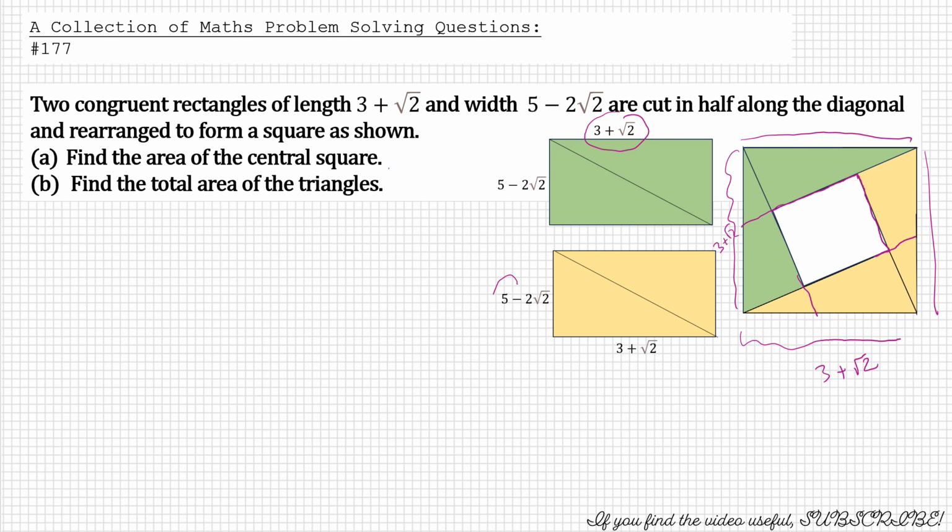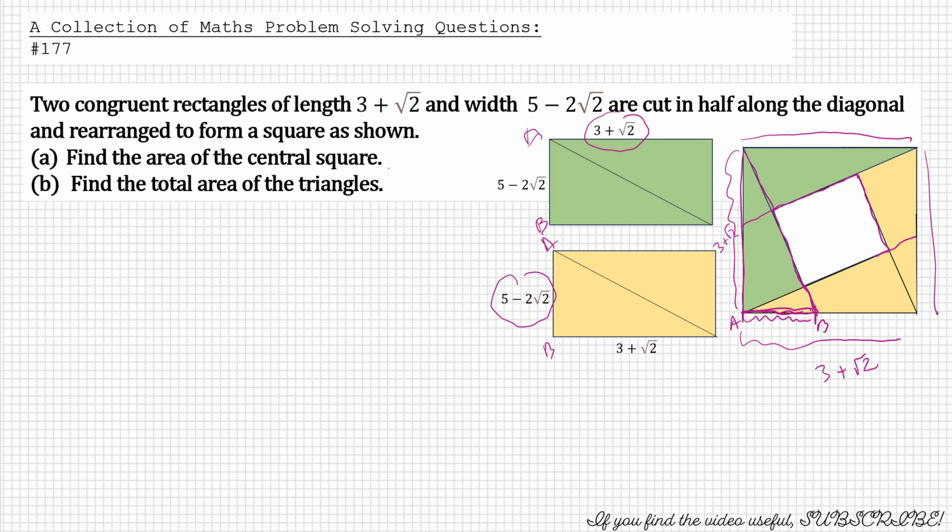So where is the shorter side? That's 5 minus 2 root 2. The shorter side would be here. This is the shorter side. This is the side because in this triangle, if you notice, it's only cut along the diagonal. So this side, if you were to name it AB, this is where the AB is.